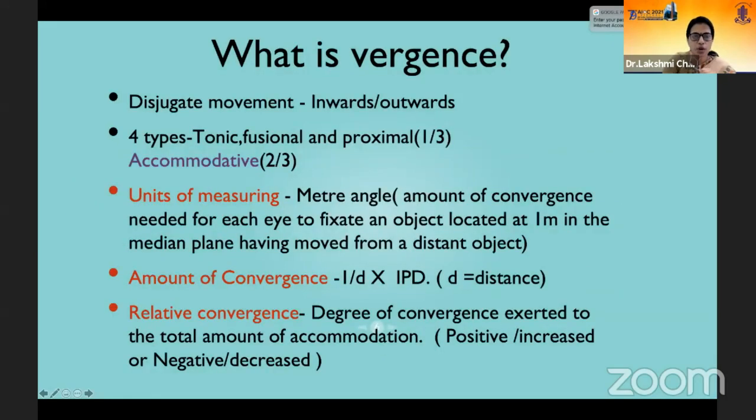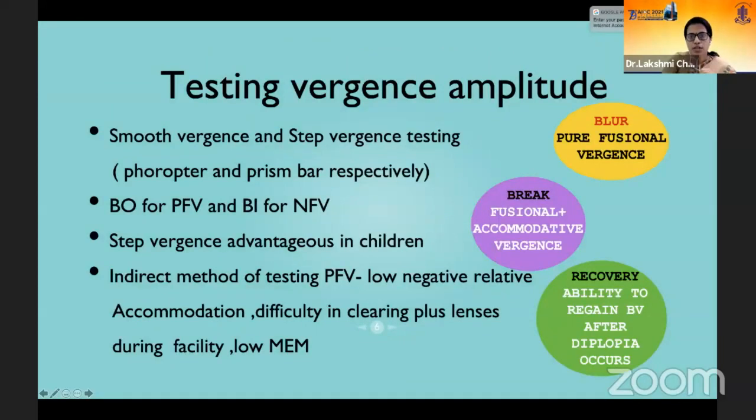And vergence, as we all know, is a disjugate movement. There are different types of vergences, and we all know how to denote it and what the unit of vergence is. We check vergence mainly in 3 forms: one is the blur, the second is the break, and the third is the recovery. This will give us an idea regarding the vergence amplitude. It can be done either as smooth vergence testing when we use the phoropter, or as step vergence testing when we use the prism bar. But these 3 points are mainly evaluated when we test vergence.